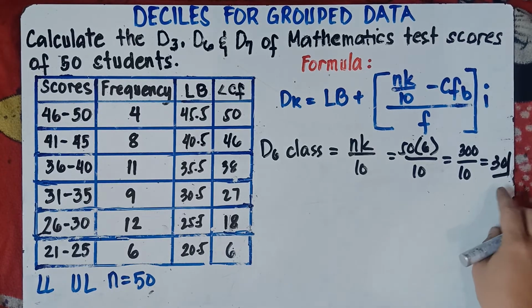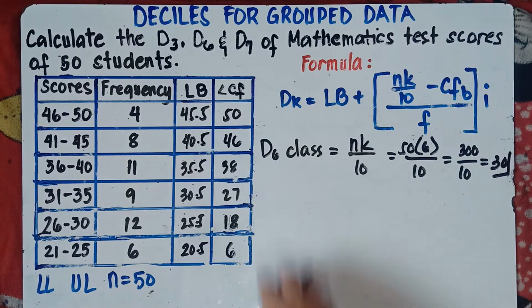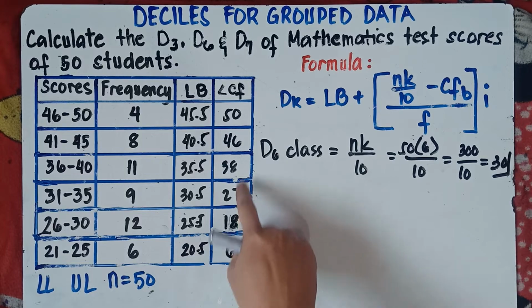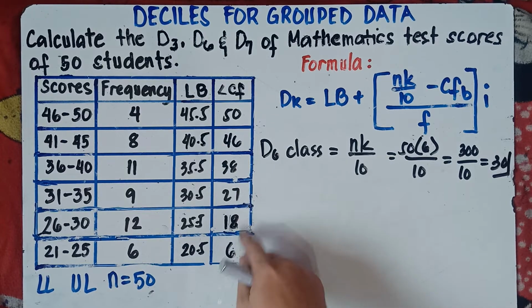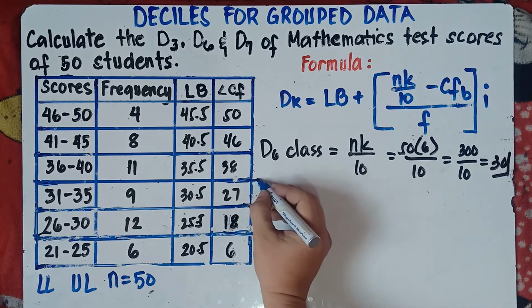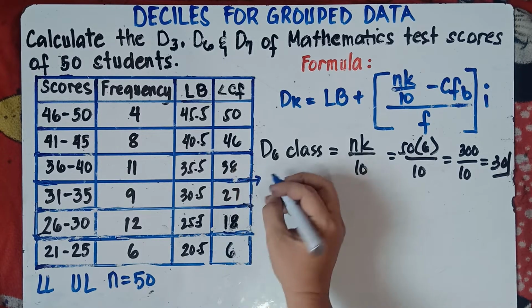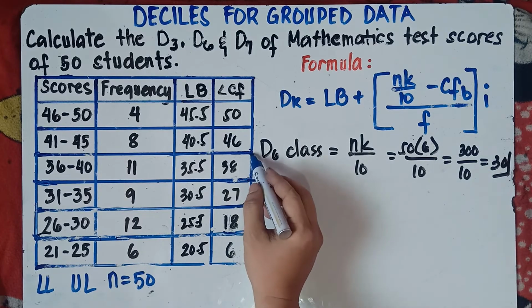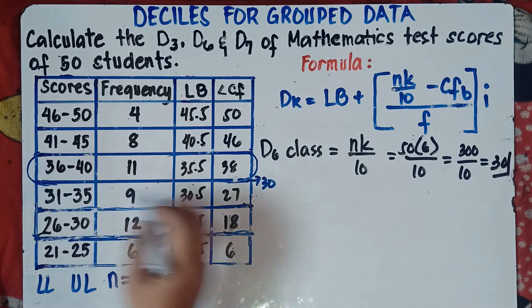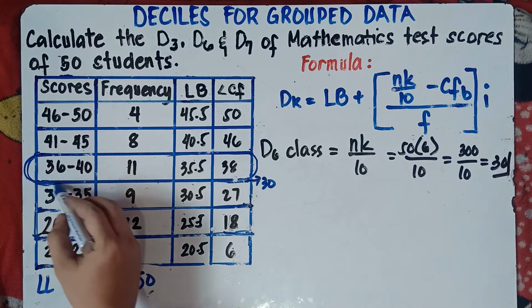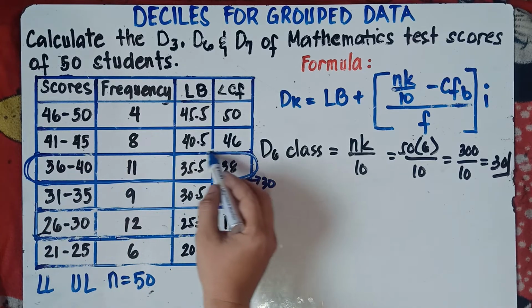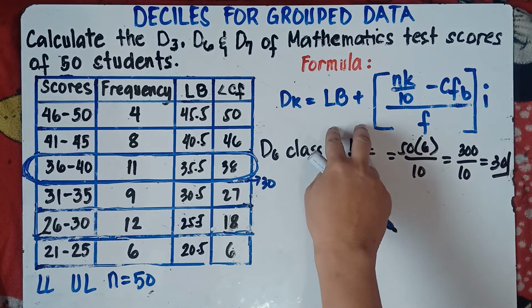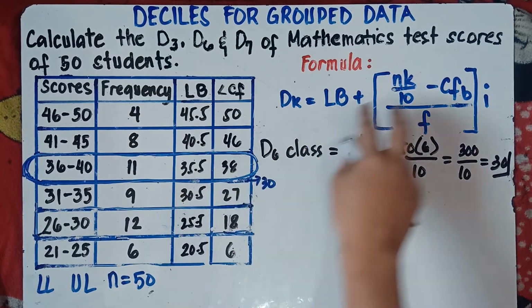Alright, and we need to refer this 30 in our less than cumulative frequency. Now, where is 30, class? 30 is in between 27 and 38. We don't have the exact number for 30, so we need to find greater than 30. Once again, 30 is here, so we need to find greater than 30. Therefore, this will be our 6th decile class. So we'll be selecting 38. So this is the particular row in our 6th decile class. Now, once you get the class, this will be very easy for us, because we will be substituting this one in our formula.